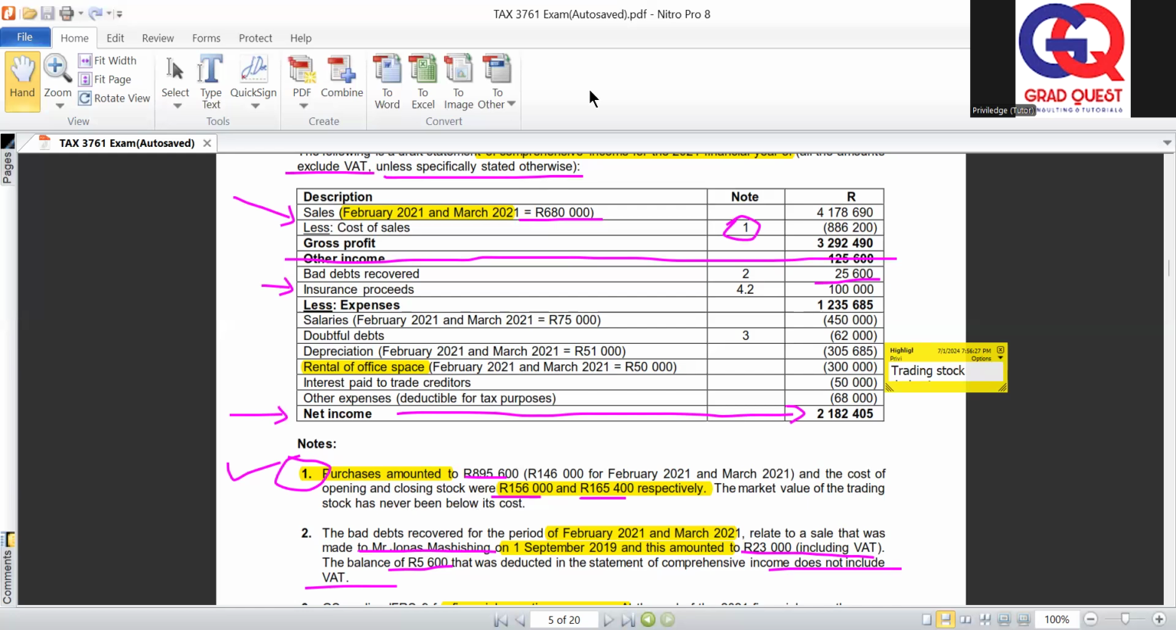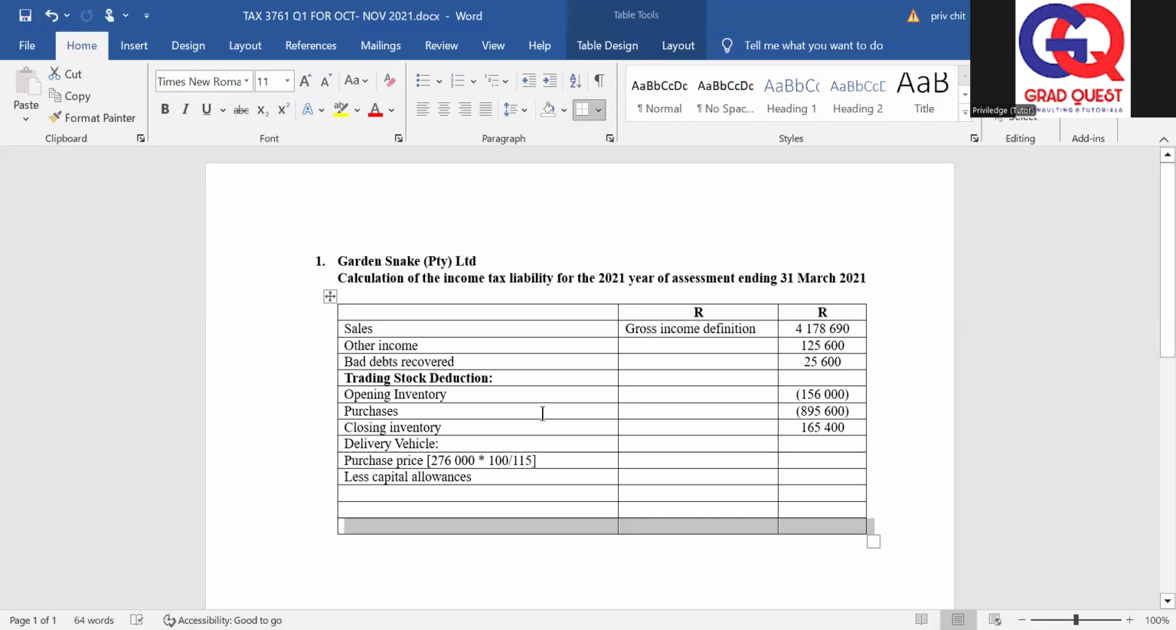So now here is what you needed to do to account for that, and that's what we'd already done. For the opening inventory, remember we're dealing with the trading stock deduction here. The opening inventory would have to be subtracted in the calculation of the income tax liability of the taxpayer, and the same thing applied to the purchases, but the closing inventory had to be added back in that calculation. So we'd already dealt with that aspect.